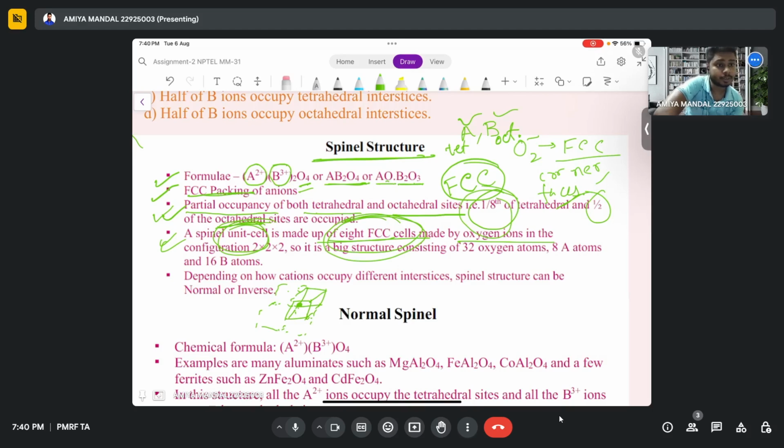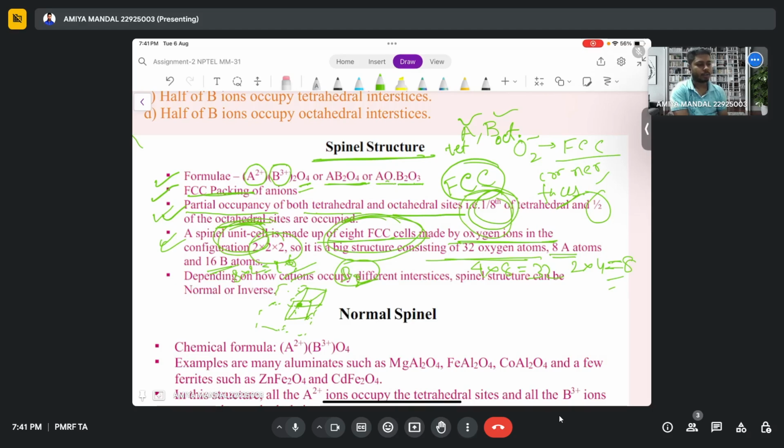But in the spinel structure, the cell is made by oxygen ions. So the big structure contains how many oxygen atoms? 32 oxygen, because 4 into 8. For the 1 by 8 contribution and the half contribution of A, we get 8 A atoms, and 16 atoms will be there for B2, as 2 atoms are there.